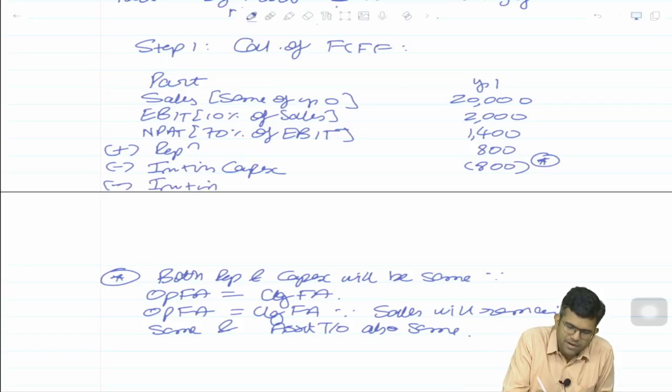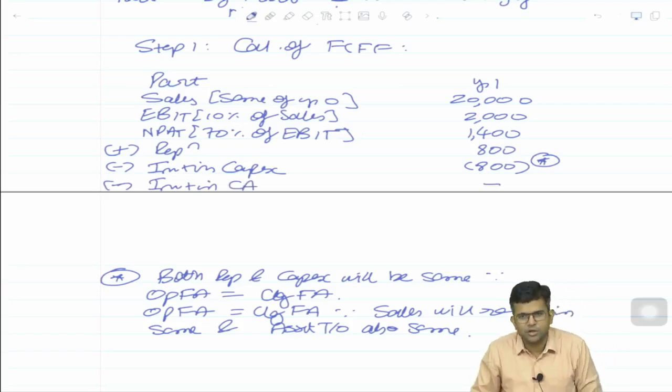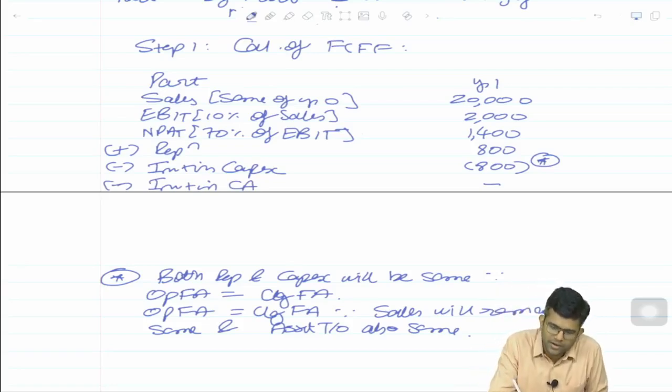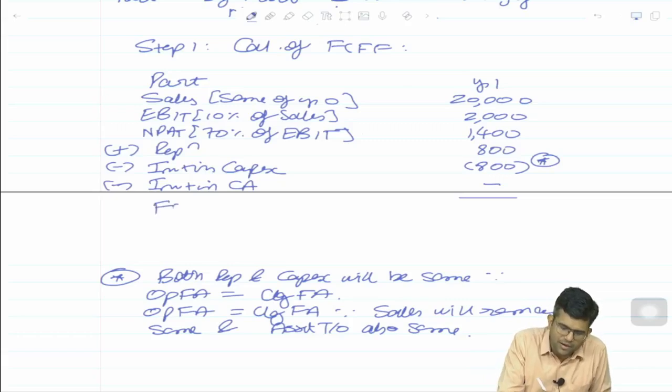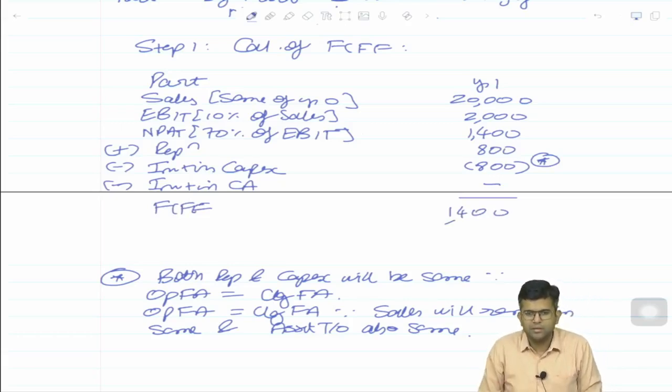Can I say investment in current assets will be nothing because your current assets are not increasing? Everyone got it? And can I say your FCFF at end of year 1 will come to 1400. Please copy till here. Divya, understood? Why is there no investment in current asset? Mahalakshmi, understood? Because sales are not changing, so current asset also will not change, nothing extra.